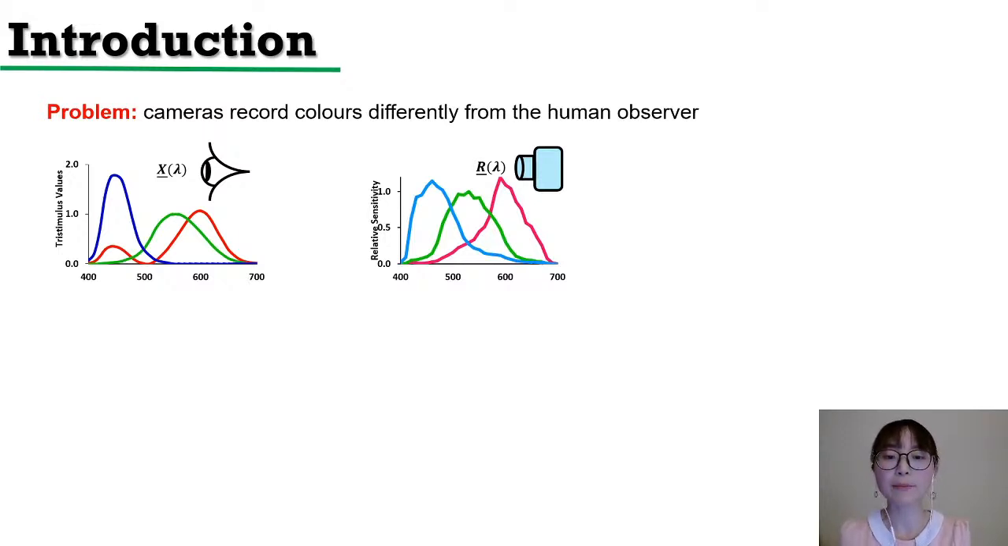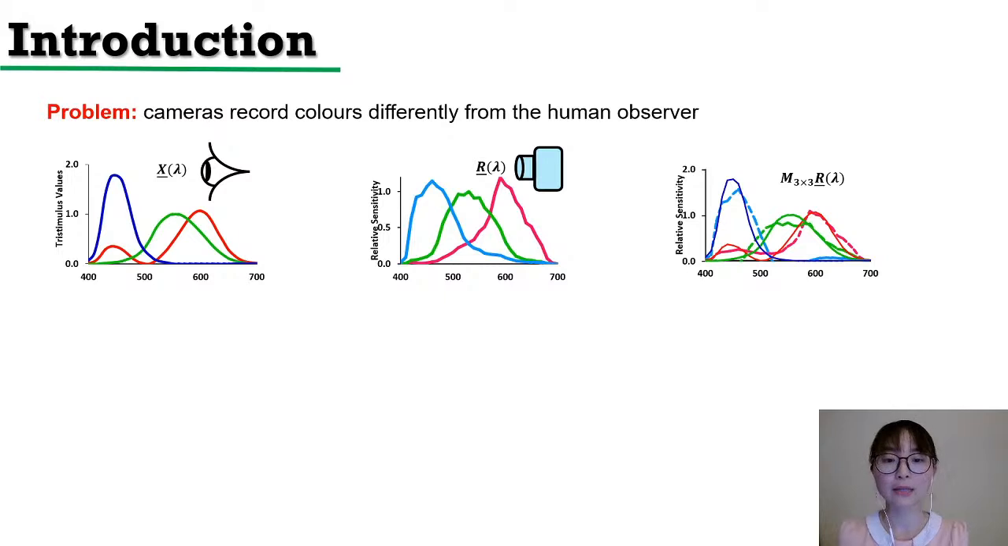The most common and widely applied way is to use a 3x3 linear correction transform. But as we see here, after this linear correction, the fit of the linear transform is not perfect. We can see there are still big gaps between the sensitivity curves, which makes it insufficient for applications which demand high color accuracy.